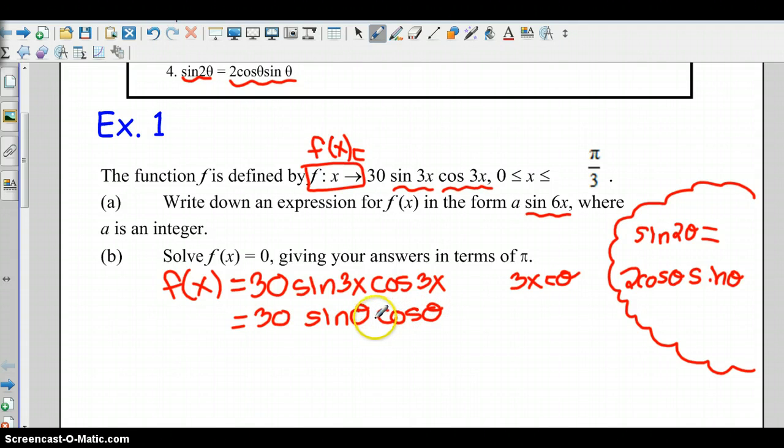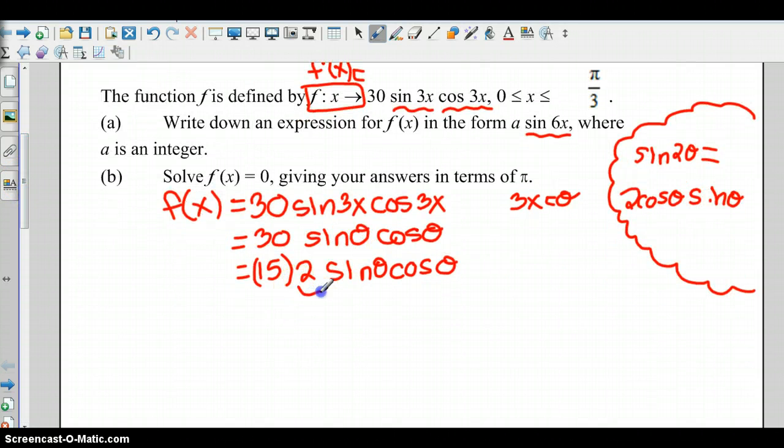Well, I'm one step closer. I have a cosine and a sine, they're multiplied. I've got the same thing right here. I'm going to break up 30 because I need to have a 2 as my coefficient. So let's say 15 times 2 makes 30, and then I have sine theta and cosine theta. Since I have it over here in my brain bubble, I know that 2 sine cosine is the same as sine 2 theta. I'm going to replace it with sine 2 theta, and I still have this 15 as my coefficient.